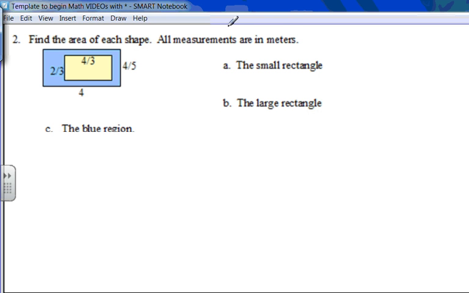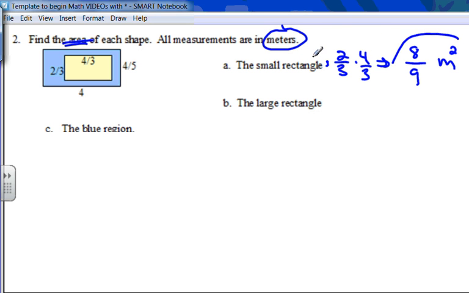Since all measurements are in meters, our answers representing area will be in square meters. For a small rectangle, base times height, 2/3 times 4/3. The area is 8/9 square meters.